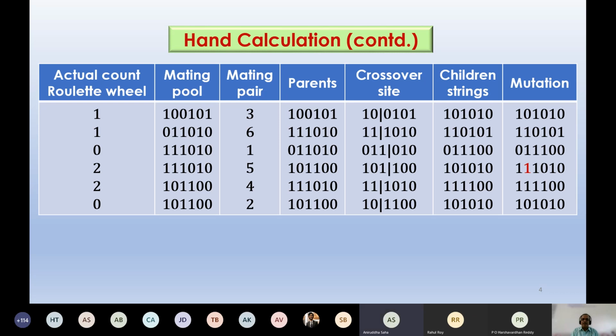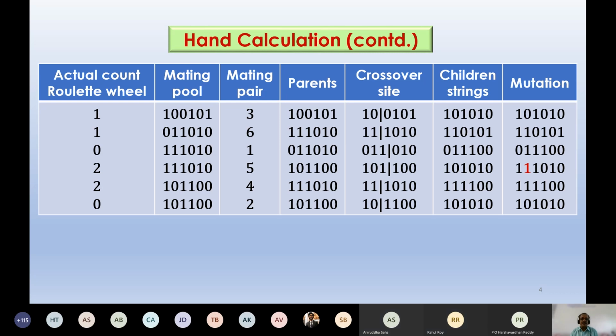And those who are not participating in crossover, their solutions will be directly copied as the children's solution, the previous solution. Okay? Tell me. Any doubt?